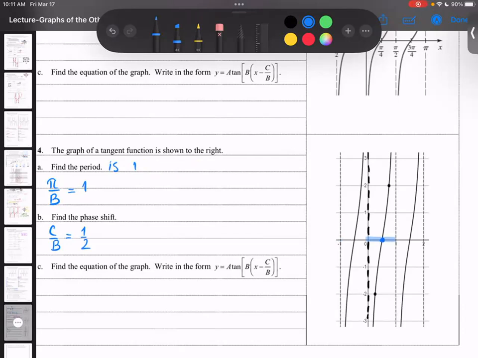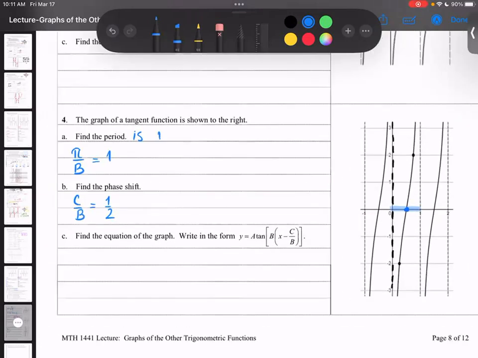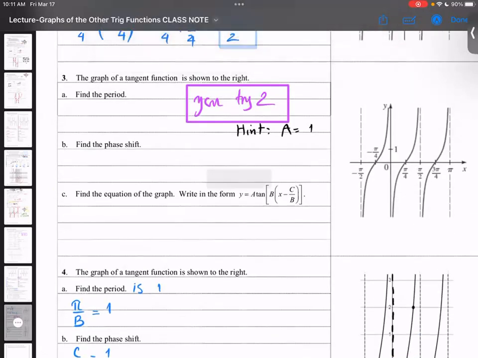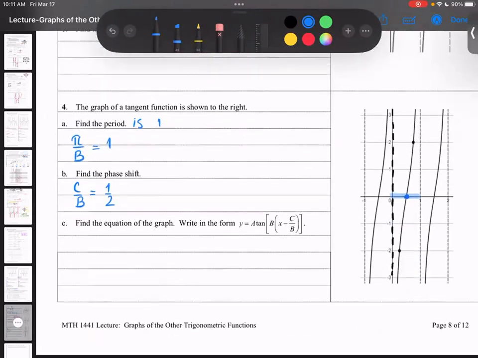Phase shift is the x-intercept for that particular period. In this case, I picked from 0 to 1/2, so c over b equals 1/2. We have b, we have c, however, we don't have a. That's why I give you A here, and the number 3, you don't have to look for it. But now we have to look for A. Let me rewrite the original formula. Y equals A tangent.